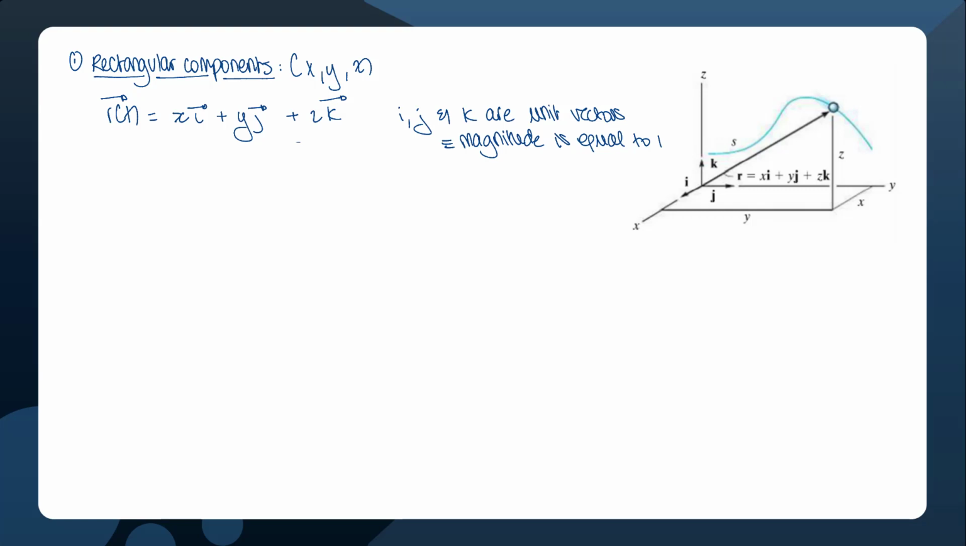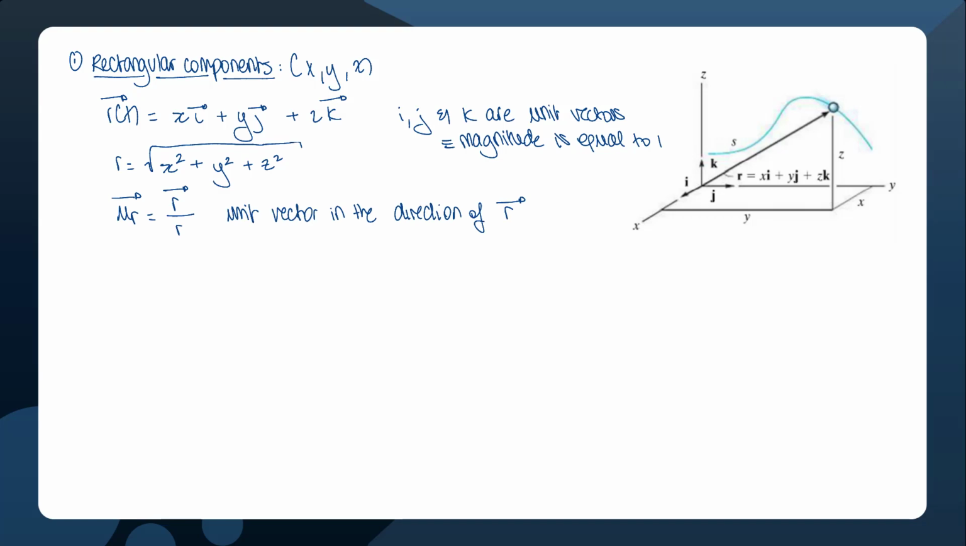Now, if we want to know the magnitude of the position, we can simply take the square root of the different components. So r is equal to the square root of x squared plus y squared plus z squared. And similarly, if we want to find the unit vector in the direction of r, that's the vector that points in the direction of the position and has a magnitude of 1, we can simply do that by dividing the vector itself, r as a vector, by the magnitude of r. So when we do that, we actually normalize the vector r and end up with a unit vector.